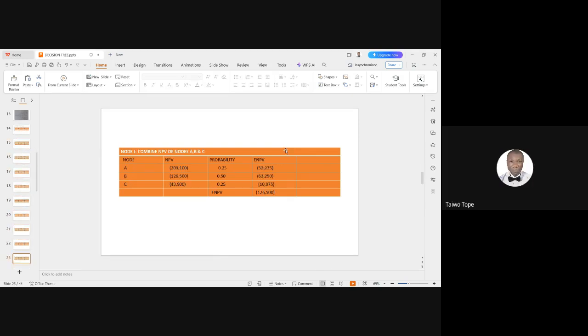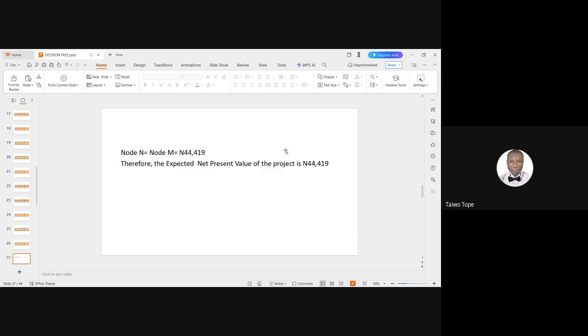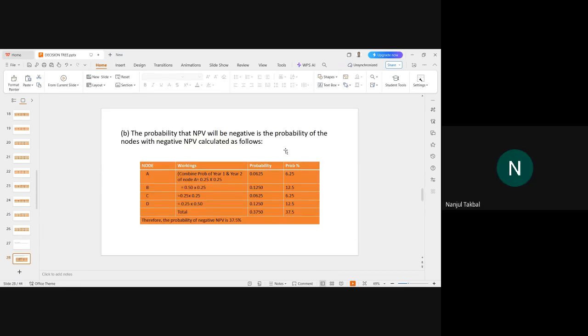Why are we using those values? They are the values that have negative NPV. So you can see them here.